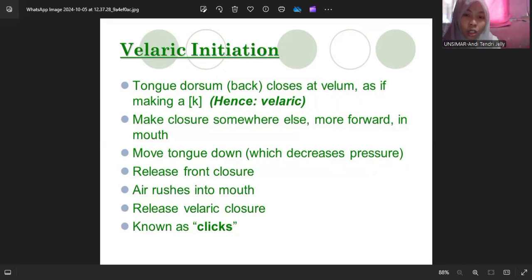In other words, the velaric airstream mechanism refers to the movement of the air in the mouth by the tongue to produce different speech sounds. To produce a speech sound that is a lingual ingressive, one must first close the vocal tract at 2 points, for example, at the back of the tongue and simultaneously.